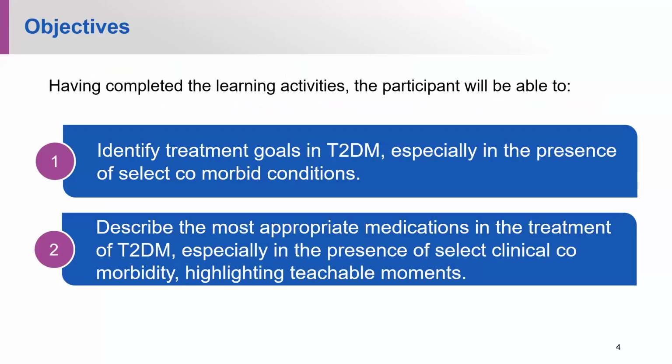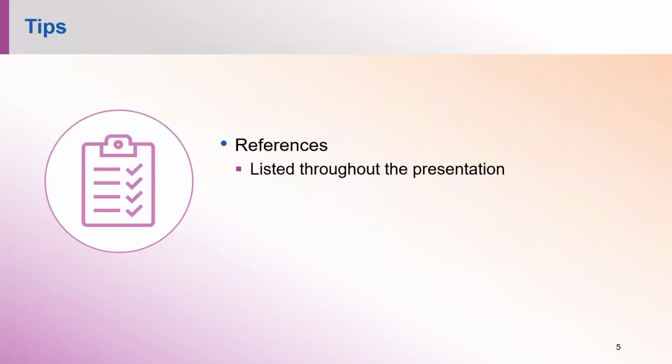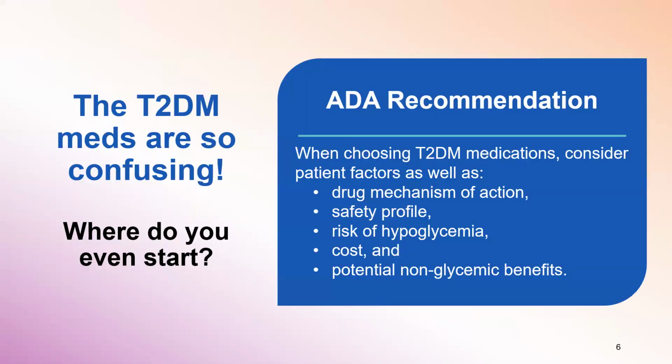So what we're going to take a look at, and really we're looking at this through the lens of NP faculty, is completing the learning activities. The participant will be able to identify treatment goals in type 2 diabetes, especially in the presence of select comorbid conditions, and describe the most appropriate medications in the treatment of type 2 diabetes, particularly in the presence of select comorbidity. And again, always highlighting those teaching moments. The references will be throughout the presentation.